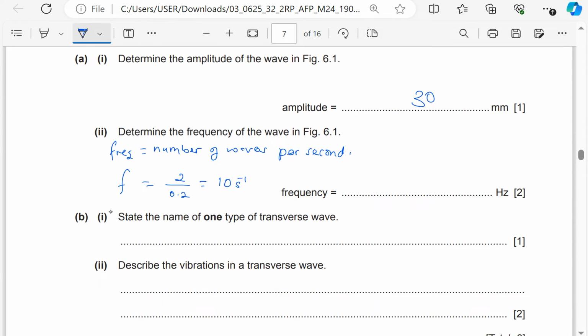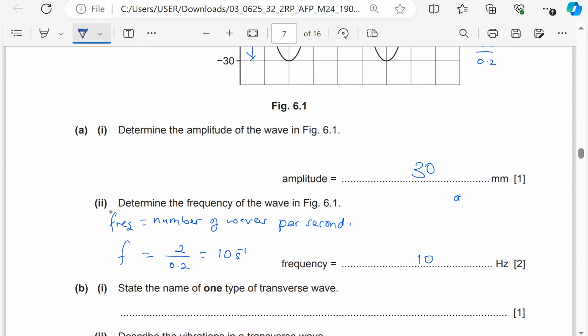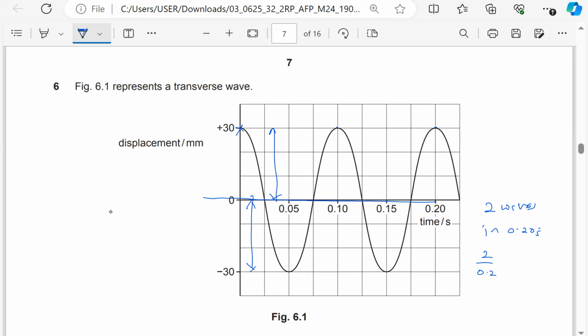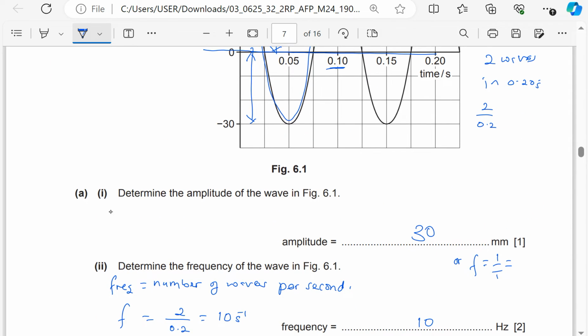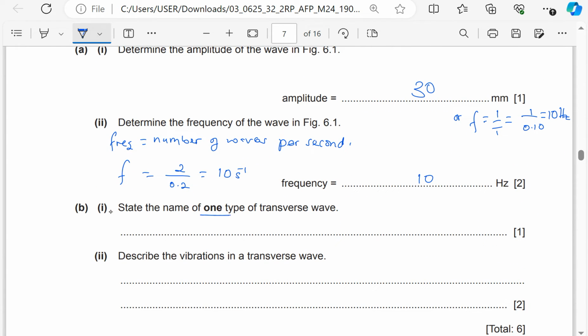We expect 10 cycles in 1 second, so this is 10 hertz. Alternatively, you can use the formula. You can say frequency is 1 over the period. So just look for the period. The period is the time for 1 cycle. If 1 cycle starts from here, the next time I come back to this point, that is 1 cycle. So 1 cycle is 0.10 seconds. So the frequency is going to be 1 divided by the time for 1 cycle, which is 0.10, which still gives us 10 hertz. State the name of one type of transverse wave.